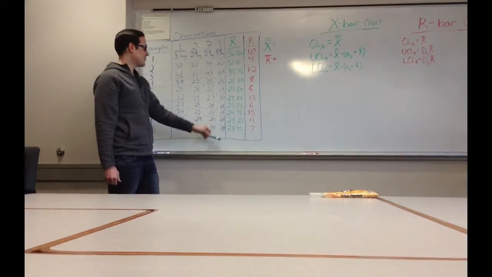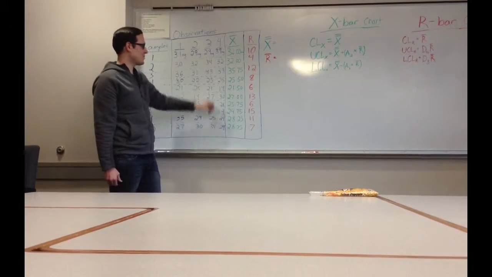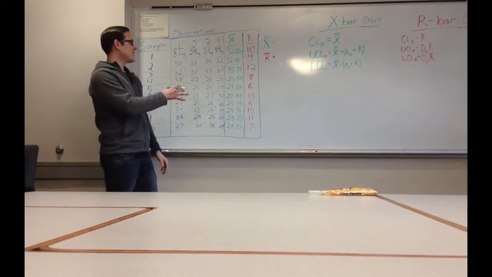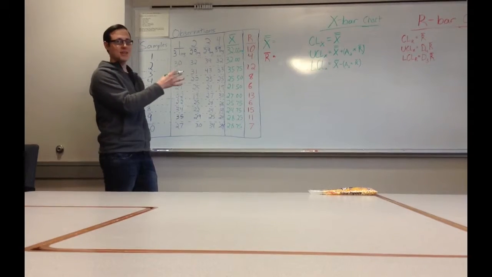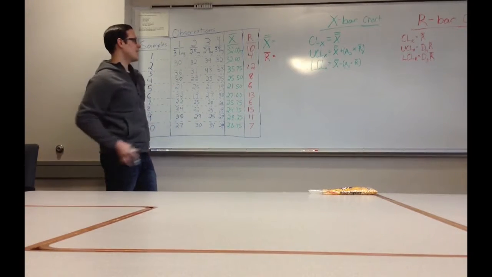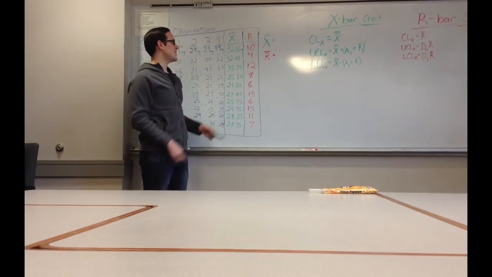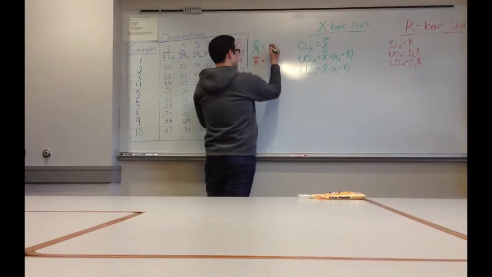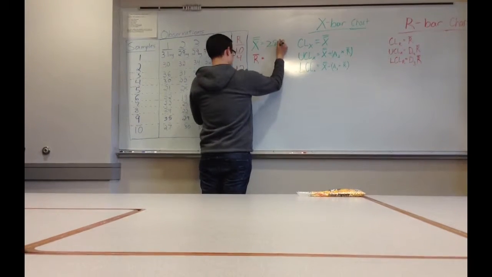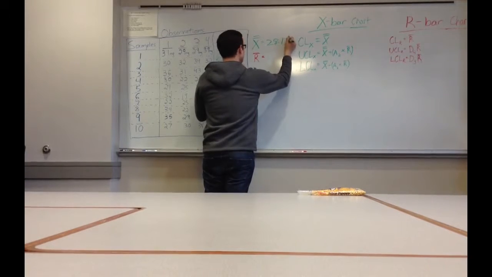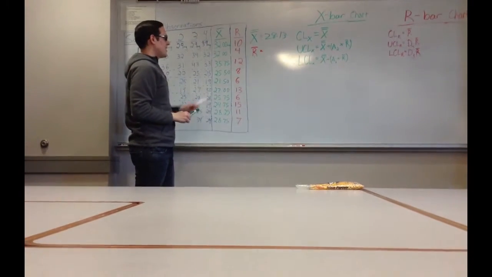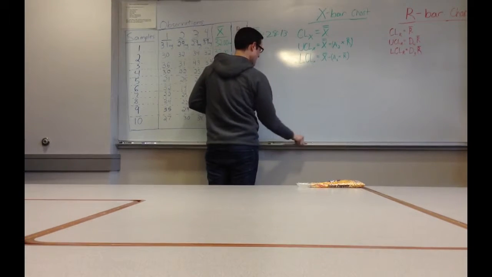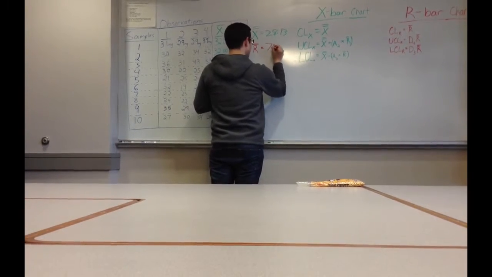Go through all 10 samples and you calculate the X-bar for each sample. Do the same for the range. Now you take this data and we have to calculate X double bar and R-bar. X double bar is calculated by taking the average of the X-bar for all 10 samples, and that is 28.13. Do the same for the range, and that is 7.06.